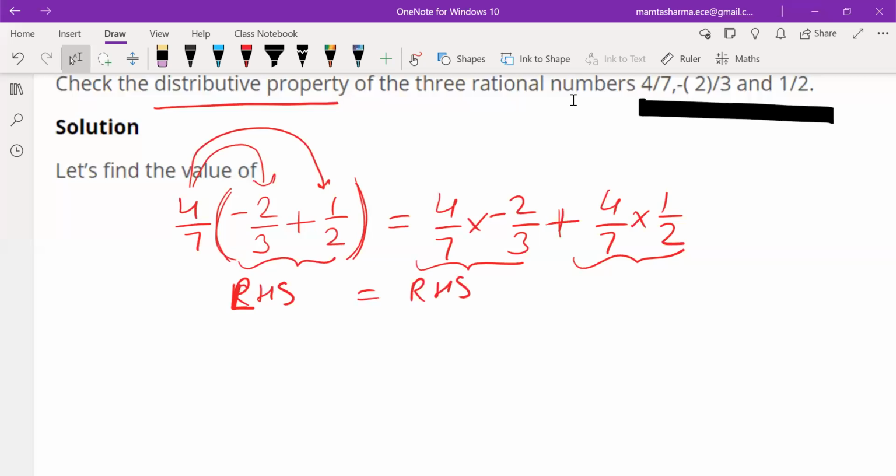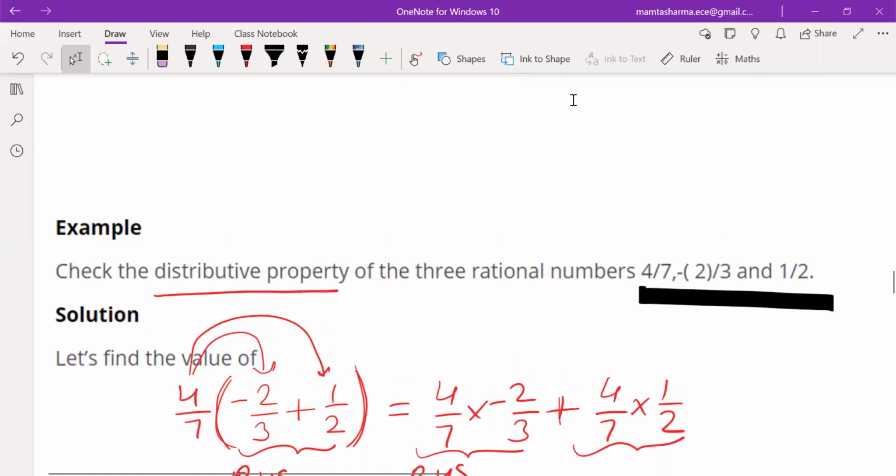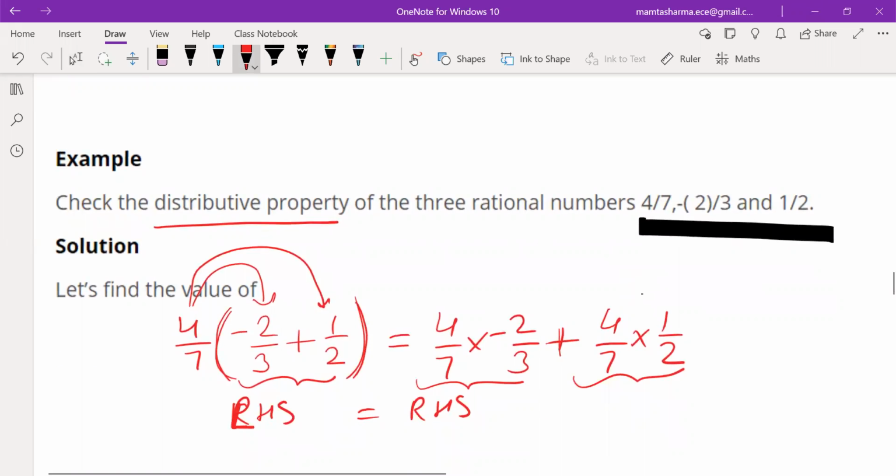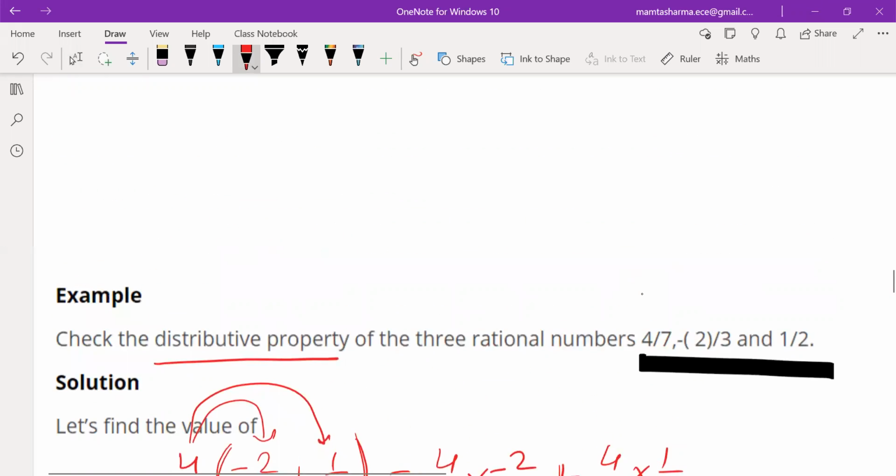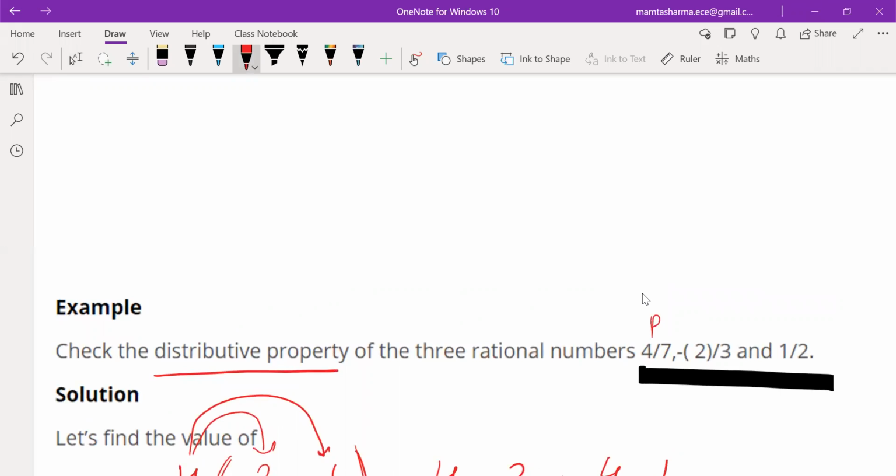Actually, three rational numbers are given: 4 by 7, minus 2 by 3, and 1 by 2. We have to check the distributive property. Let's say this is P, this is Q, this is R. In the distributive property we know that P into Q plus R can be written as PQ plus PR. That's it. This is the distributive property. Now you have to check whether your given numbers satisfy it or not.